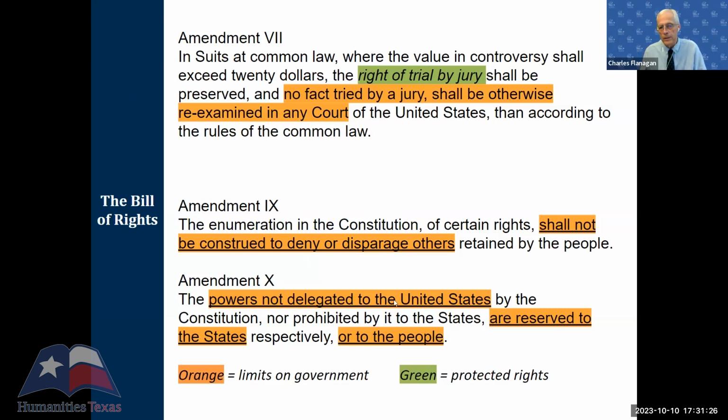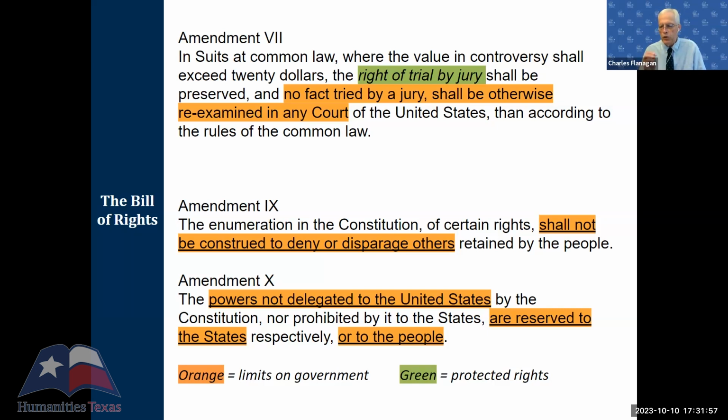But if we go on to the last 2 that I've listed here, you'll notice that Amendments 9 and 10 are limits on government. One is about the unspecified rights, and Amendment 10 is about the relationship of the federal government and states. So in those, you have a different set of things from the court-based legal rights that were talked about in 4, 5, 6, and 7.